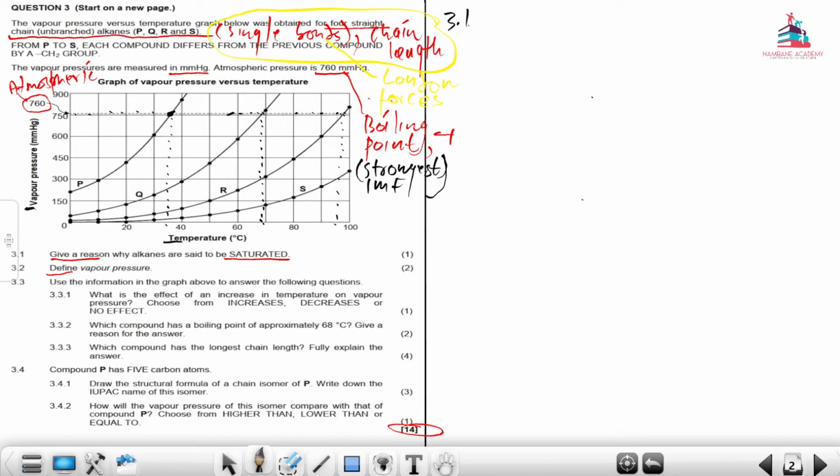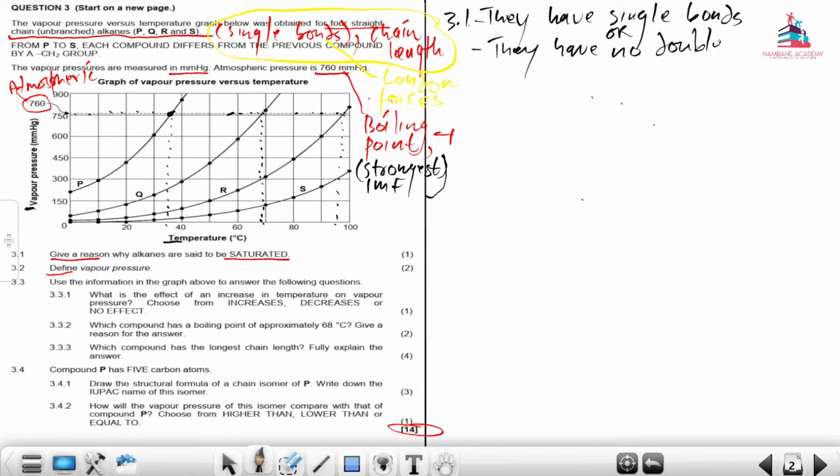The question there is, give a reason why alkanes are said to be unsaturated. It's easy. They have single bonds, and in other words, they have no double or triple bonds. In other cases, we say they have no multiple bonds.